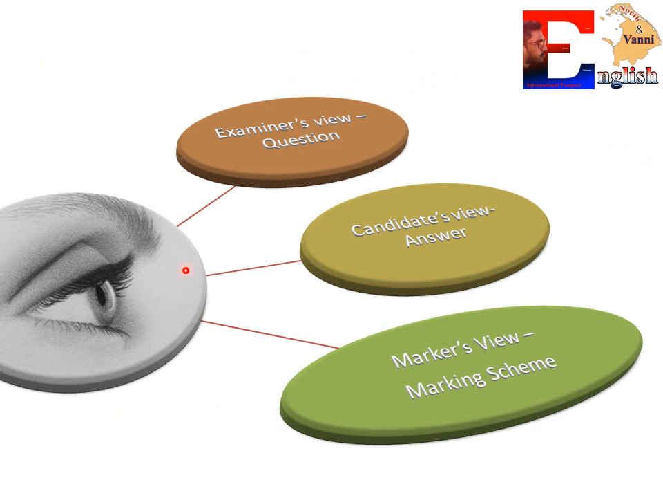When we are attempting these questions, we should have 3 different views, whatever the exam we are attending. Number 1, the examiner's view, that is reflected in the question or the requirement. Number 2, the candidate's view, that is your view, the person who is writing the answer. Number 3, the marker's view, that depends on the marking scheme.